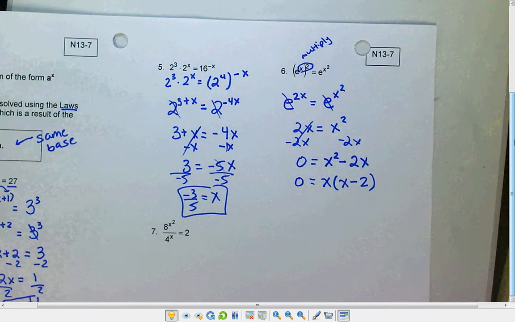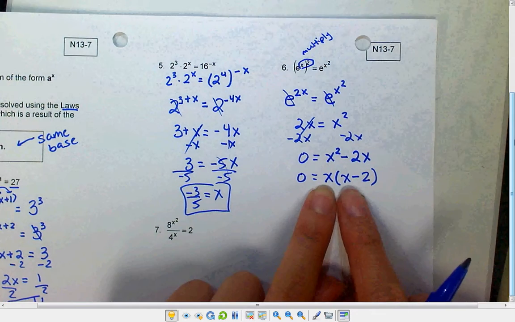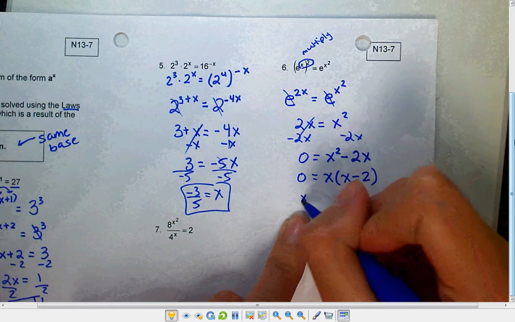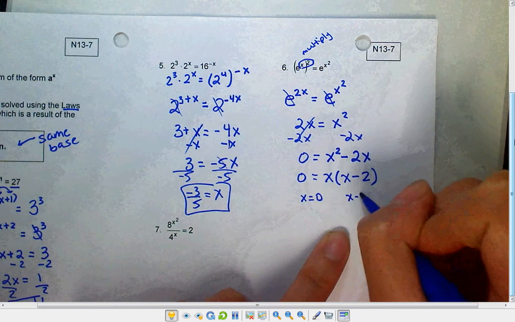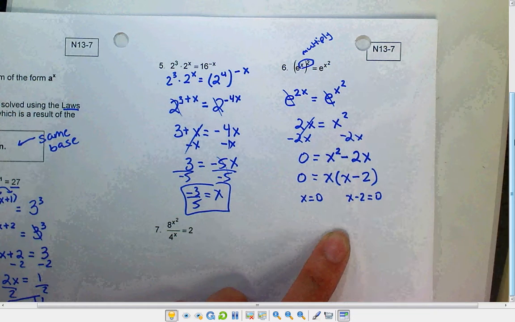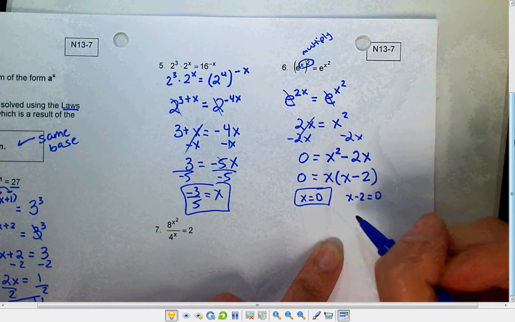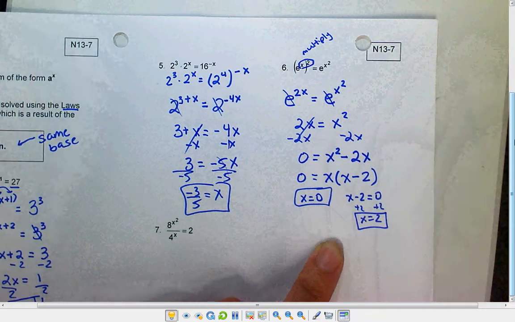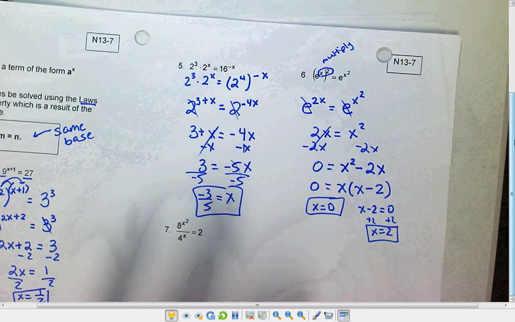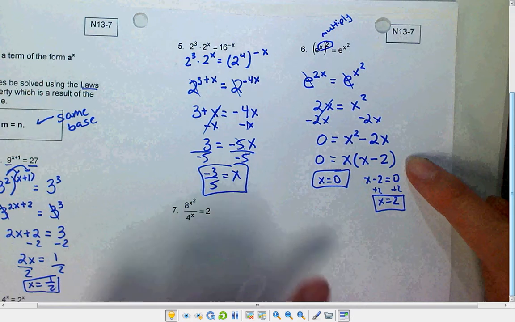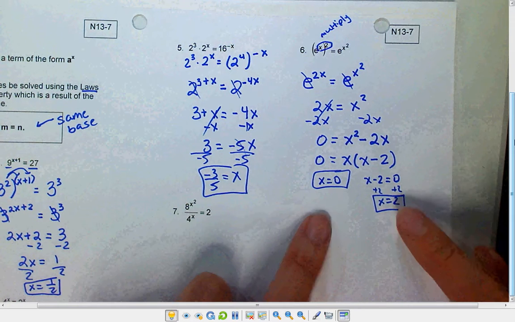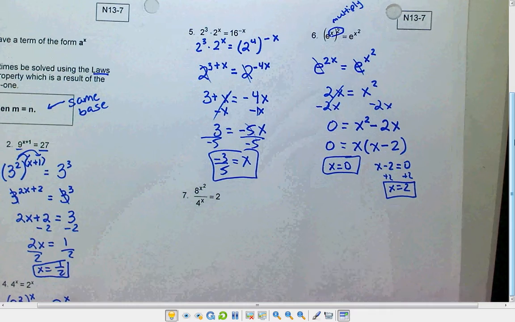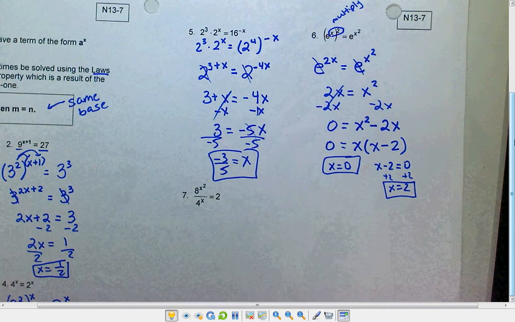And I'm going to have two answers for this one. I'm going to separate them into x is equal to 0 and x minus 2 is equal to 0. So either x is equal to 0 or x minus 2 equals 0. So x equals 0 is one of my answers. If I add 2, x is equal to positive 2 is my other answer. So really these are like my roots, or my zeros, right? So 0 and 2 are my two answers for this one. So if they're not like terms, I have to factor. Let's do one last problem, then we're going to practice.